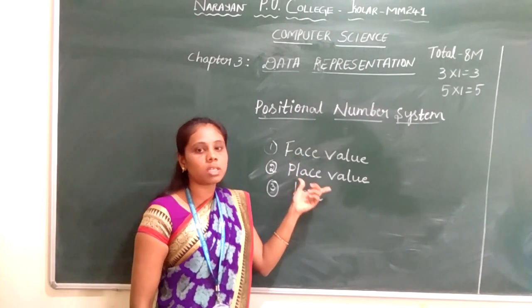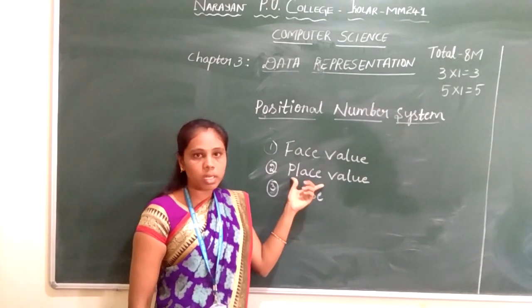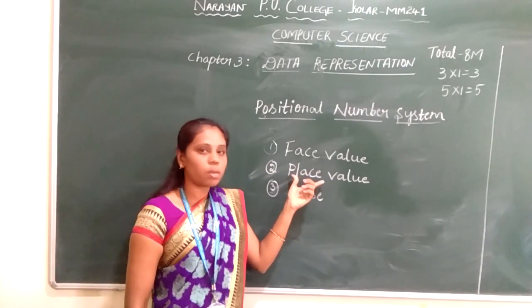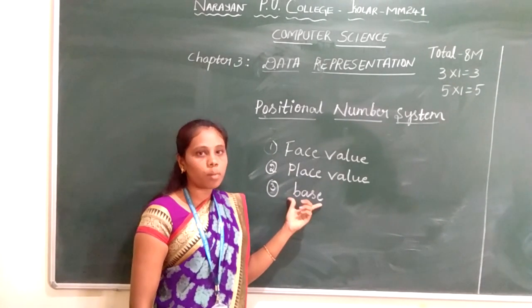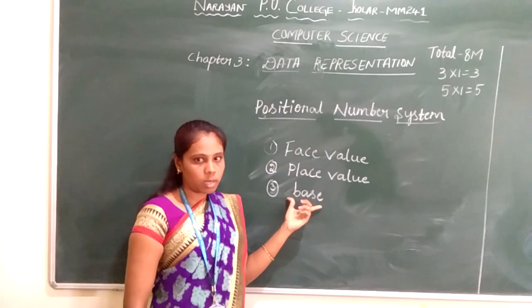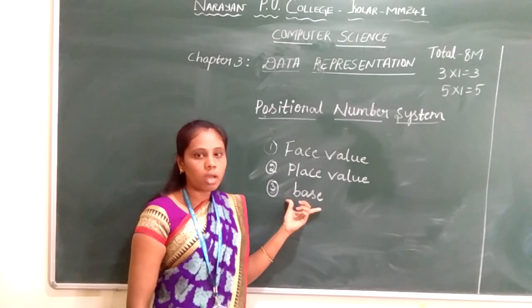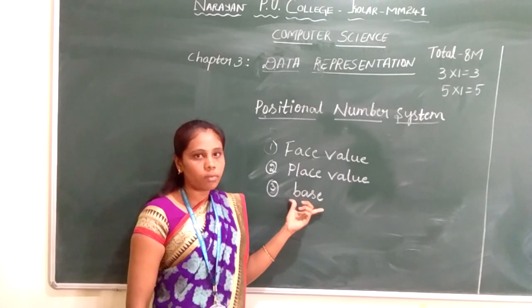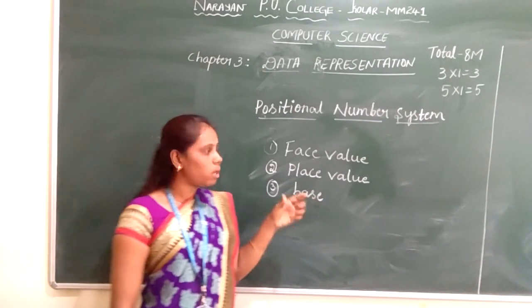And place value means in which position the number appears, that we call the place value. Base is nothing but the total number of digits appearing in your number system. Base is defined as the total number of digits present in the given number system. We call it base. We'll see one example for this.